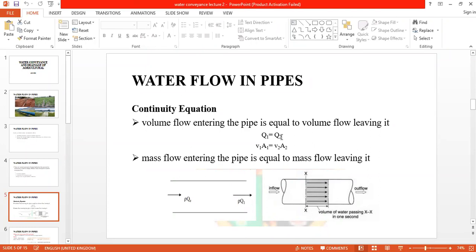If I increase the pipe size, it means that the velocity of water will also reduce.